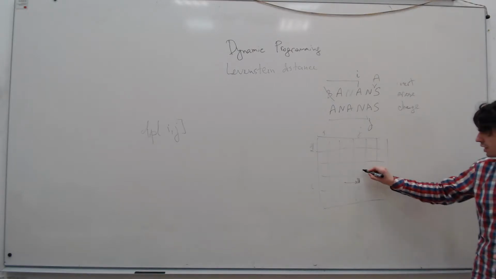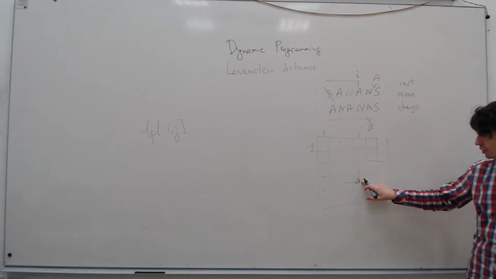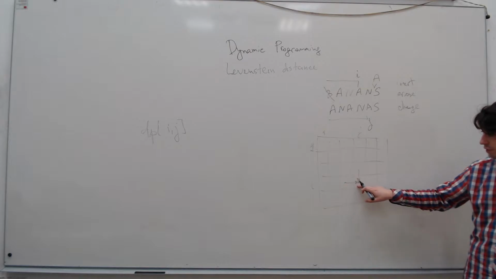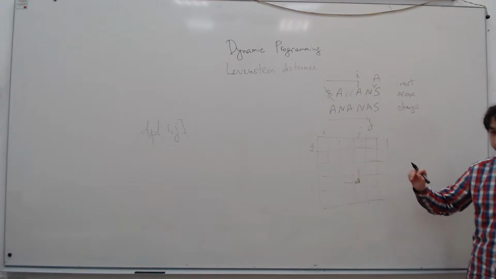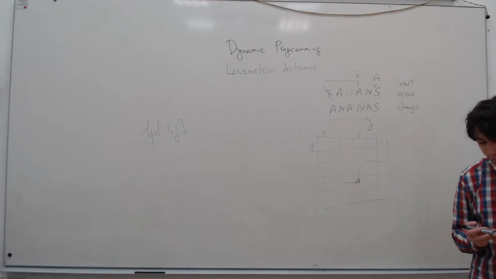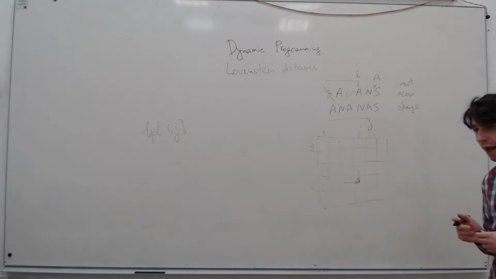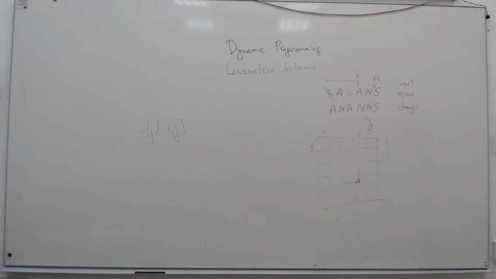This one is for deletion, and this one is for insertion. If you come from the top, then you should erase the character, and when you come from the left, you should insert a corresponding character. And from where does the change come?